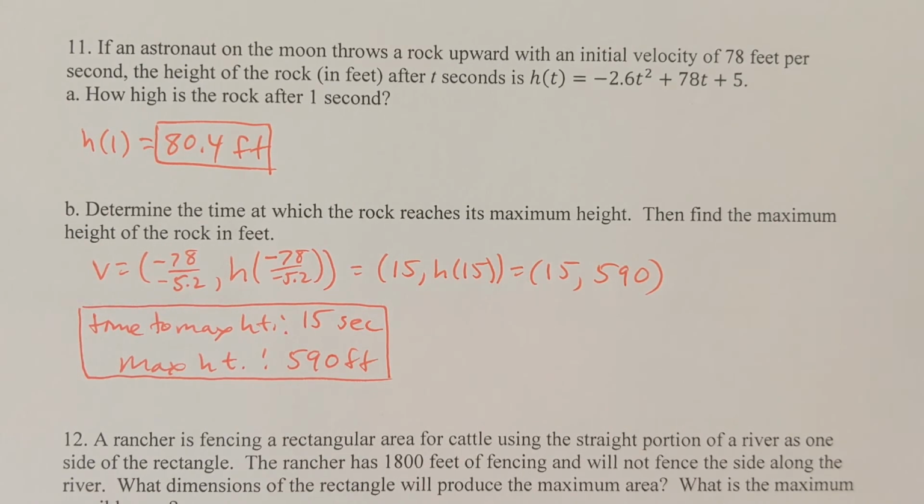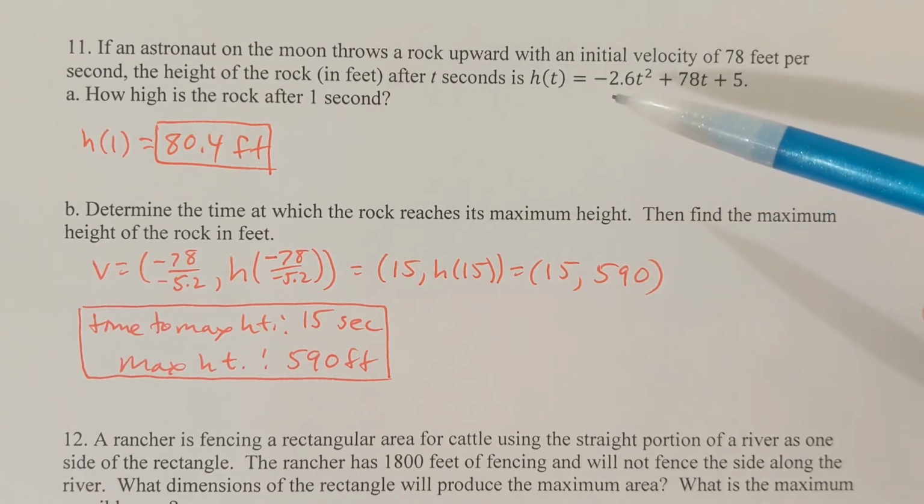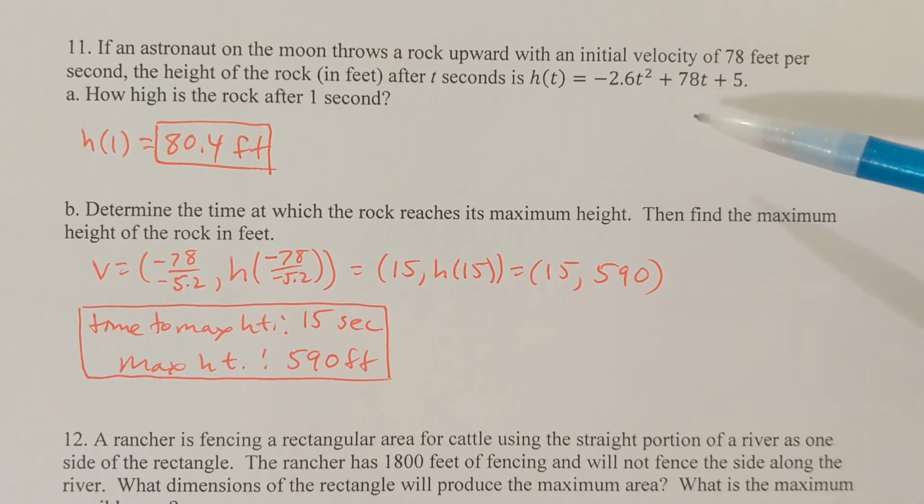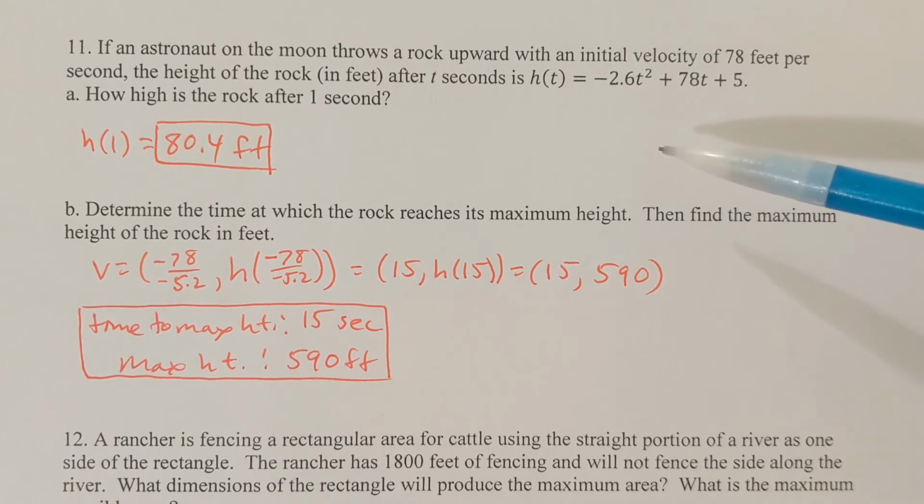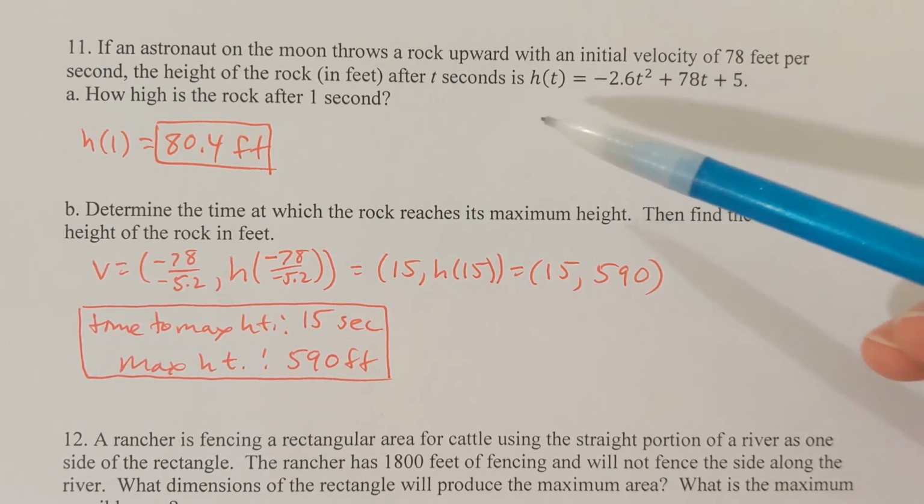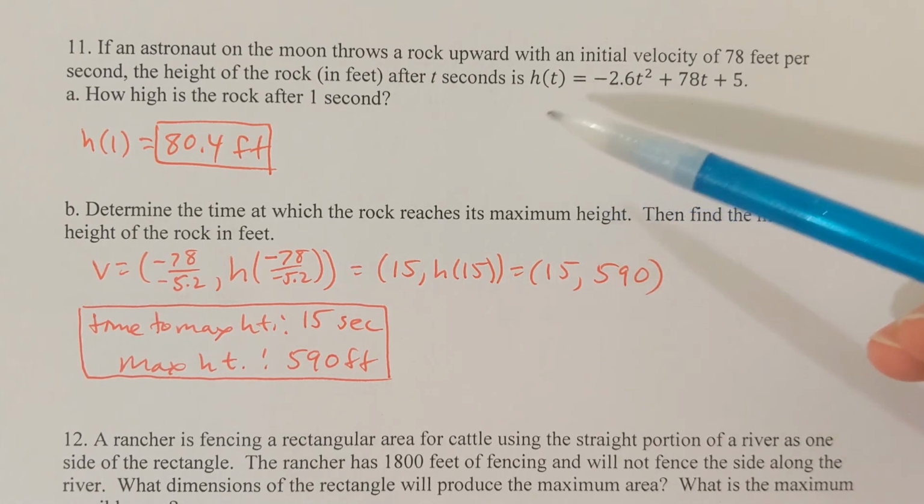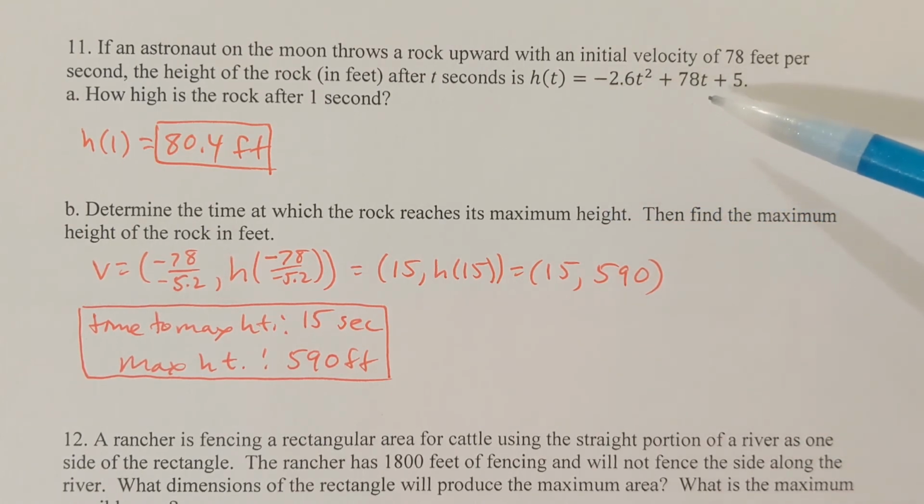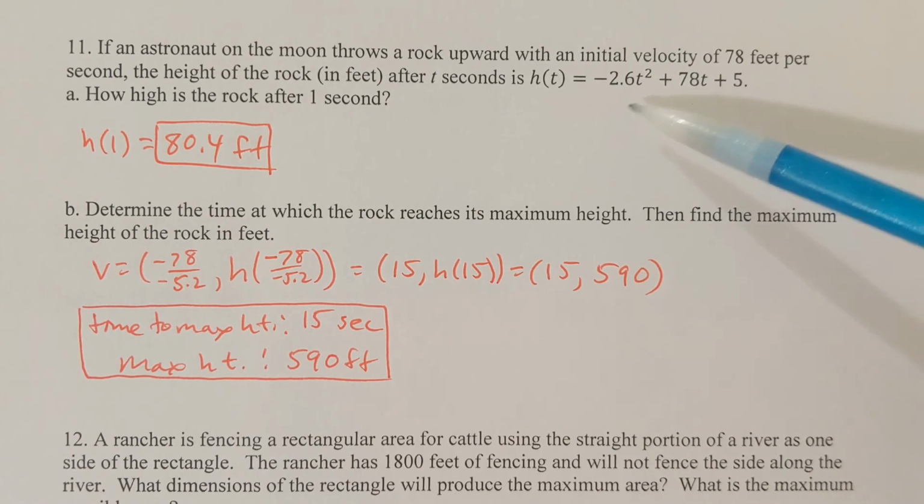Problem 11. If an astronaut on the moon throws a rock upward with an initial velocity of 78 feet per second, the height of the rock in feet after t seconds is given by h(t) equals negative 2.6t squared plus 78t plus 5. How high is the rock after 1 second? Well, t is the time, and so 1 second, that's pretty easy. All I do is replace t with 1. Negative 2.6 plus 78 plus 5 gives me 80.4 feet.